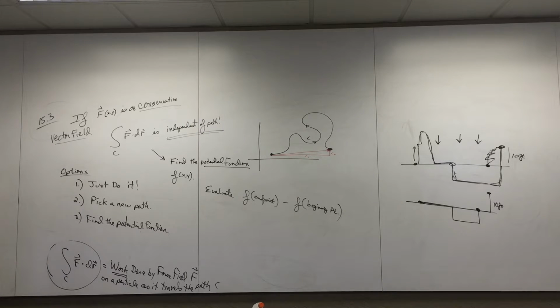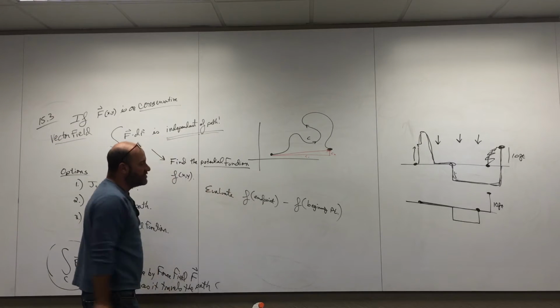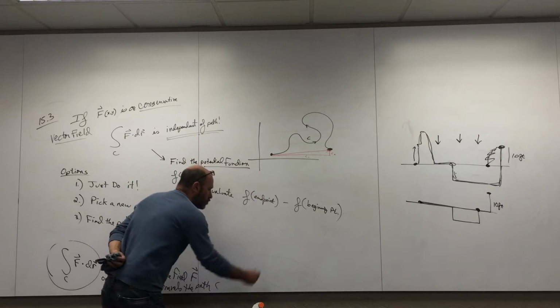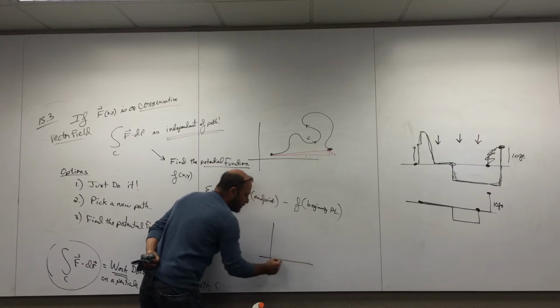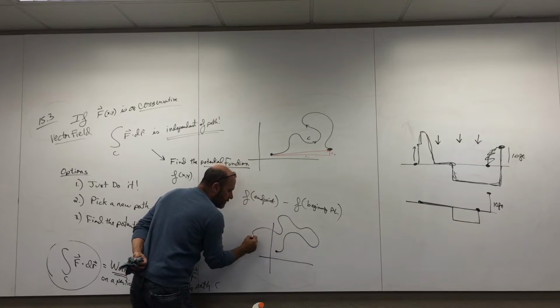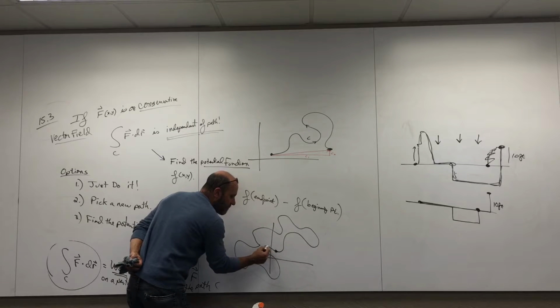Now here's another thought that falls out of that, okay? If all that matters is the end point and the beginning point, and you can do this potential function thing, then what about this problem? You start here, you do this, you do this, you do this, and you end up back here.